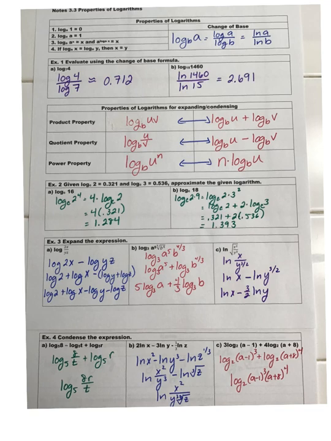So now we're going to put the poor genie back in the bottle. We are now going to condense our expressions, which means if we have a coefficient, it goes back to being an exponent. If we have 2 logs subtracting, it goes back to a single log with division. If we have 2 logs that are being added, it goes back to a single log with multiplication. All right, so here we go.